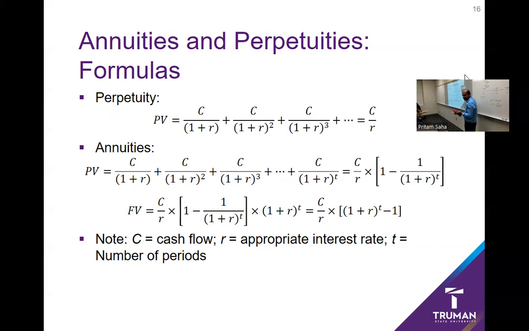When we say this, our R should be 12 divided by 4. Our N should be 5 times 4. Make sense? Appropriate interest rate, depending on the compounding. Number of periods is not 5 anymore, because we'll be getting 60 compounding, right? Each month for 5 years. There are 12 months in the year and there are 5 years. Make sense?